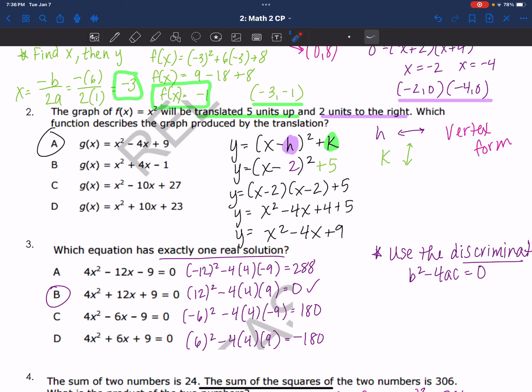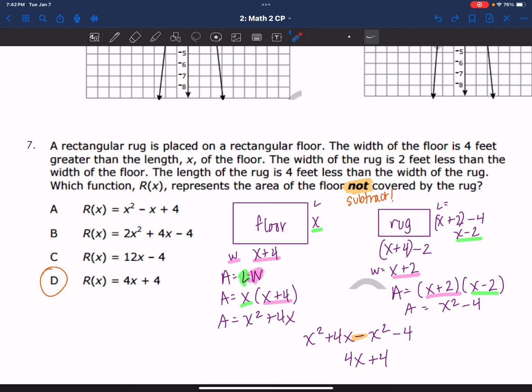The width of the rug, so now we got the rug here, is 2 feet less than the width of the floor. Well, if the floor is x plus 4, we're going to take 2 from that. And that's going to give you the width for that one, which makes sense. And if you simplify it, it's x plus 2. And we got the length here is x minus 2. All right, so because we basically said this minus 2.